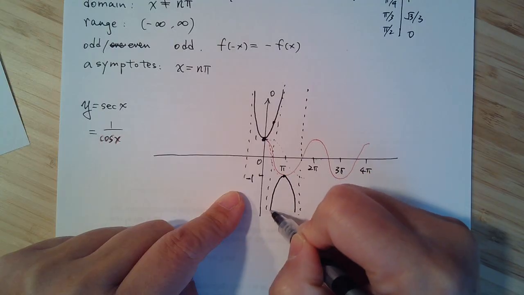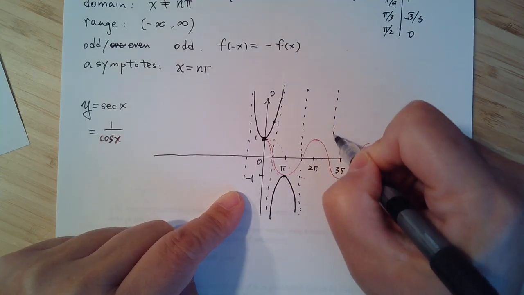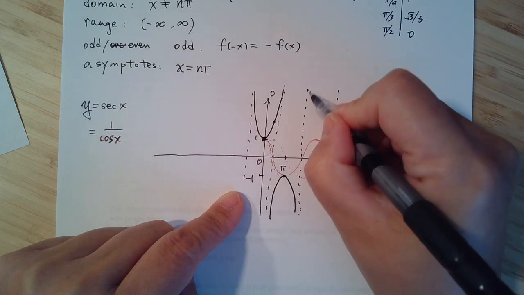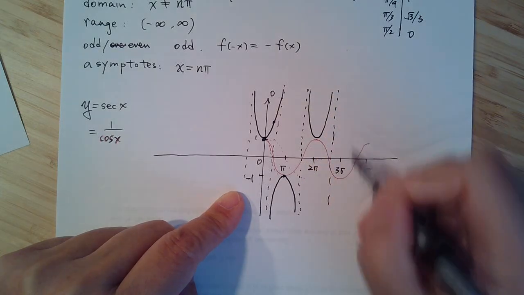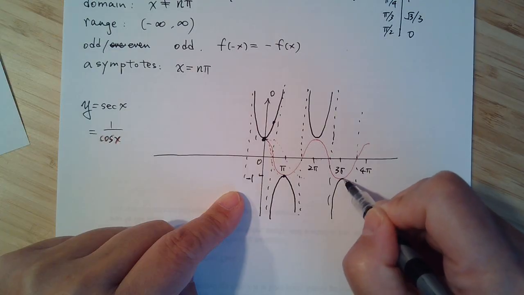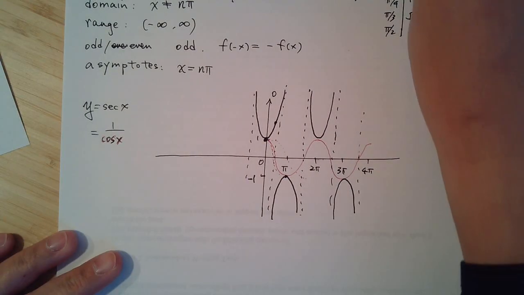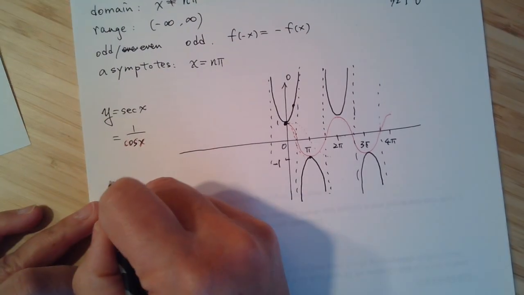My black curve graph. It's a secant because we take the reciprocal of the cosine value. All right, now domain.